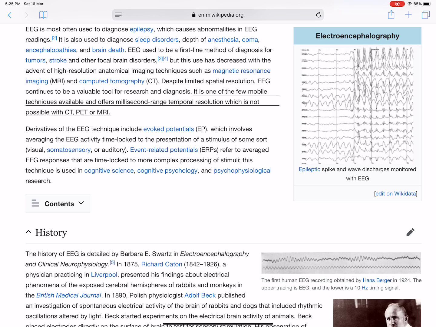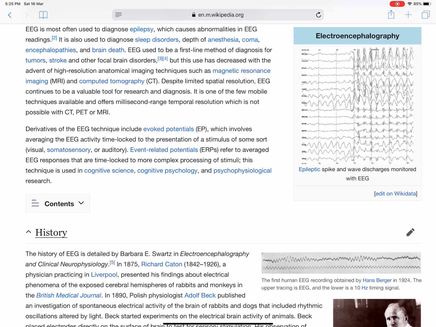It is one of the few mobile techniques available and offers millisecond-range temporal resolution, which is not possible with CT, PET or MRI. Derivatives of the EEG technique include evoked potentials (EP), which involves averaging the EEG activity time locked to the presentation of a stimulus of some sort, visual, somatosensory, or auditory. Event-related potentials (ERPs) refer to average EEG responses that are time-locked to more complex processing of stimuli. This technique is used in cognitive science, cognitive psychology, and psychophysiological research.